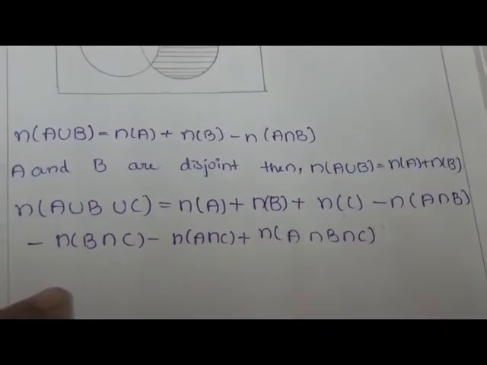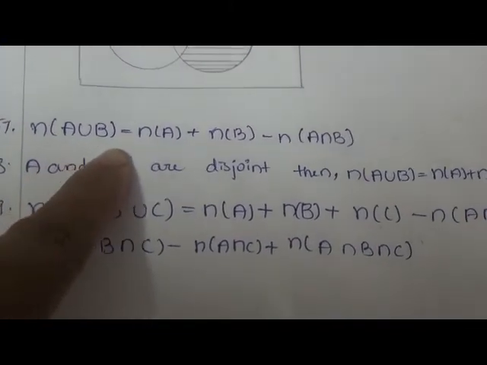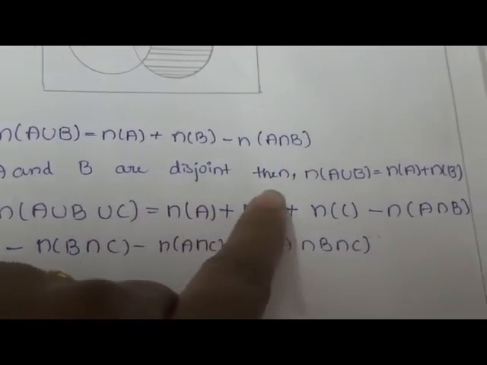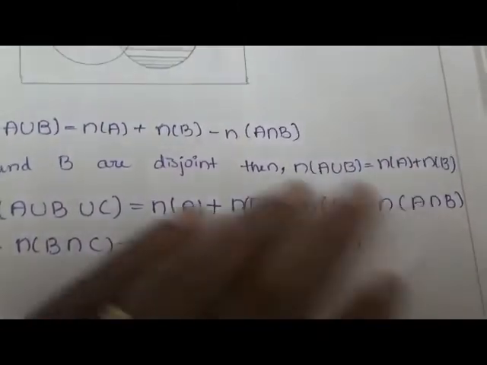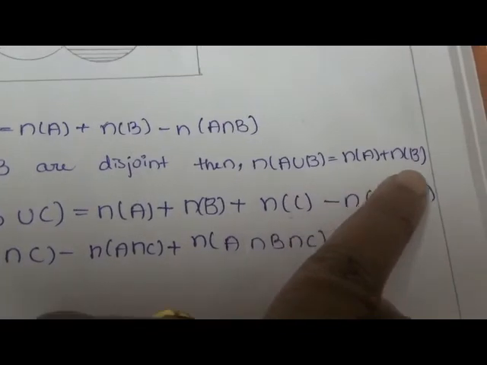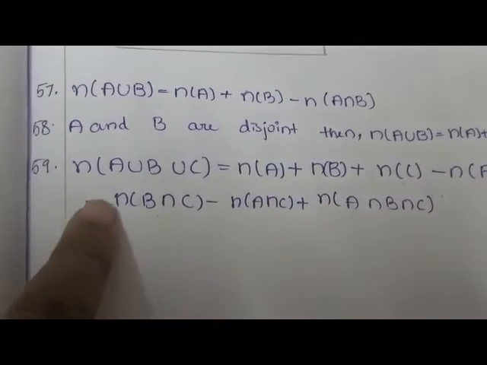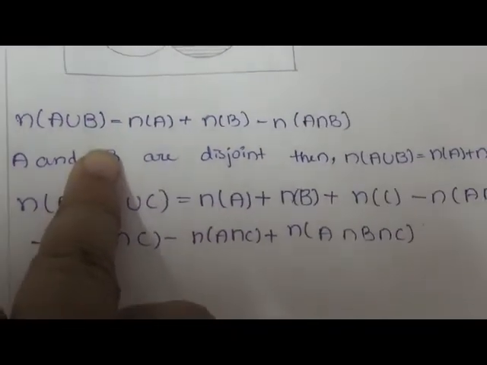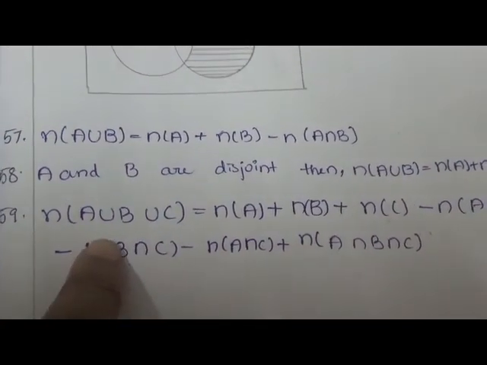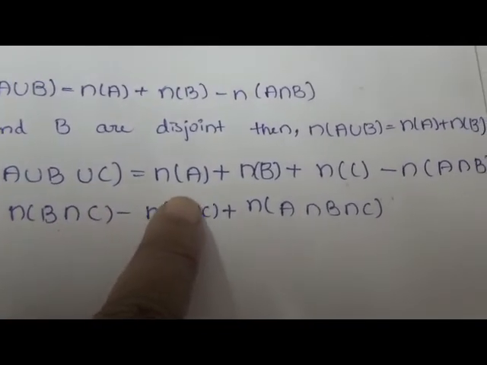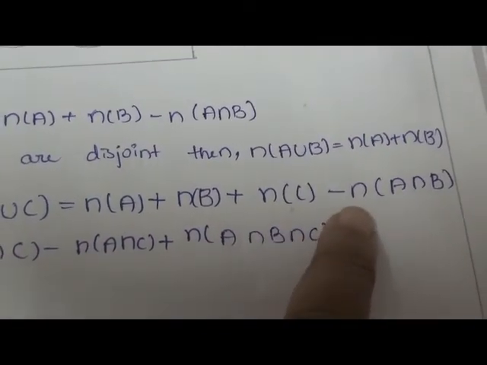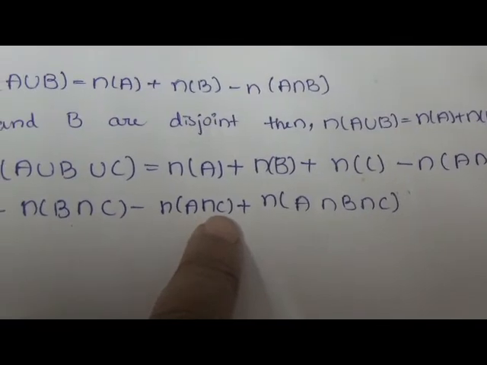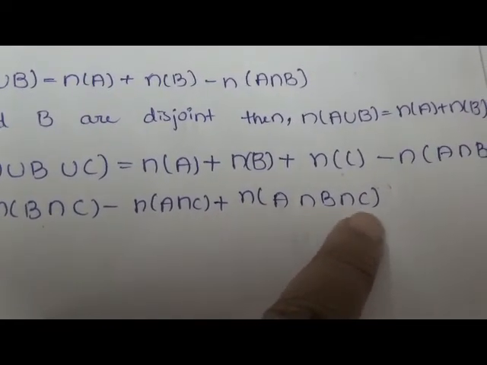These are the formulas for cardinal numbers. N of A union B is equal to N of A plus N of B minus N of A intersection B. If A and B are disjoint sets, then N of A union B is equal to N of A plus N of B. If you have three sets, then N of A union B union C is equal to N of A plus N of B plus N of C minus N of A intersection B minus N of B intersection C minus N of A intersection C plus N of A intersection B intersection C.